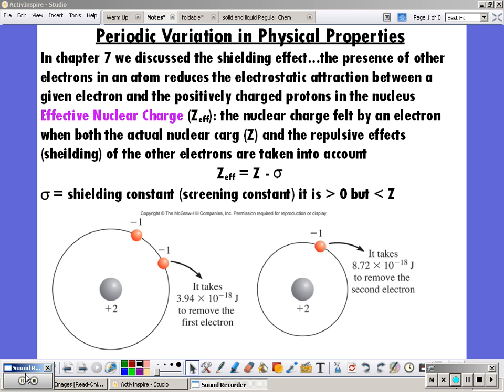So if we look at helium, for example, helium has a +2 charge and has 2 valence electrons. When it has both of its electrons, it takes 3.94 times 10 to the negative 18th joules to remove the first electron. But once that first electron is gone, the remaining electron has lost its shielding, and so it takes 8.72 times 10 to the negative 18th joules. It takes more energy to remove that one electron because it's less shielded.